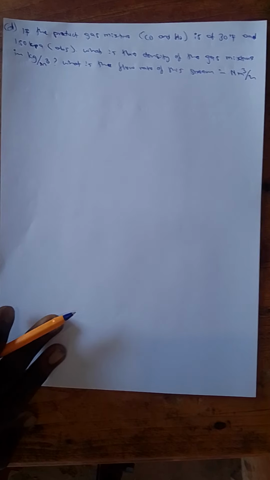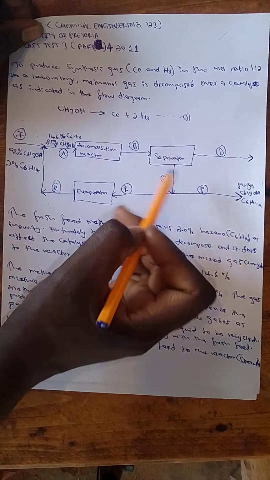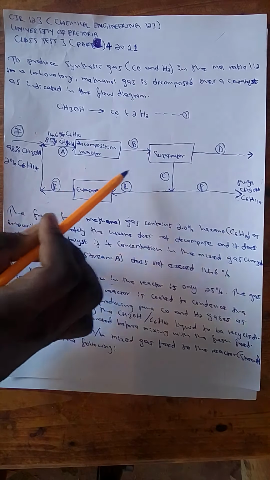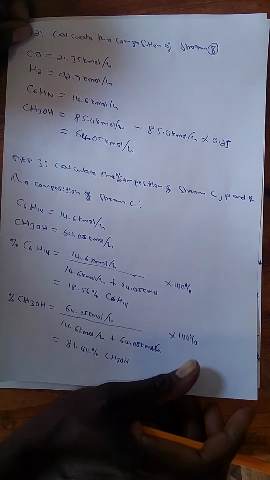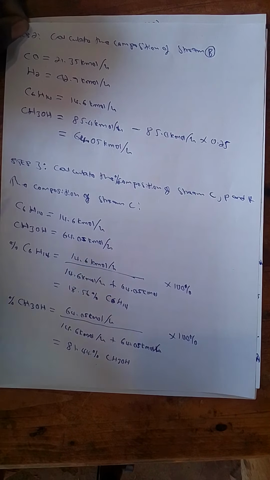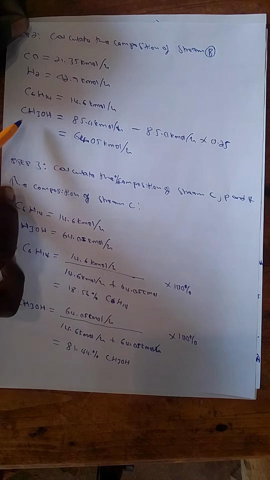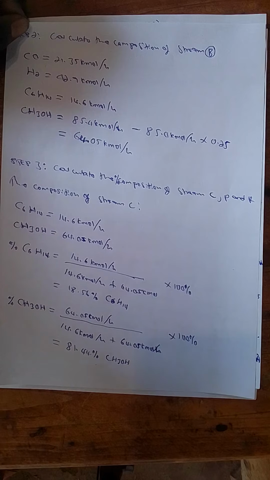So if we're going to do that, we're also going to need to get the composition of stream D, and we did calculate stream B and C, and we know very well that we have the composition of B. And just to bring back the work that we did in the previous part, stream B, we know that it has the CO and the H2 and the C6H14 and the CH3OH, right?